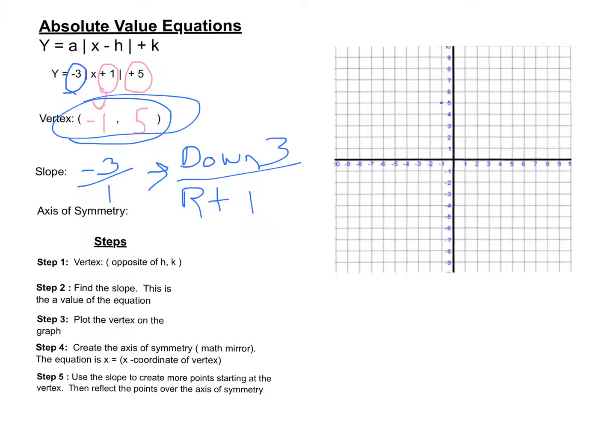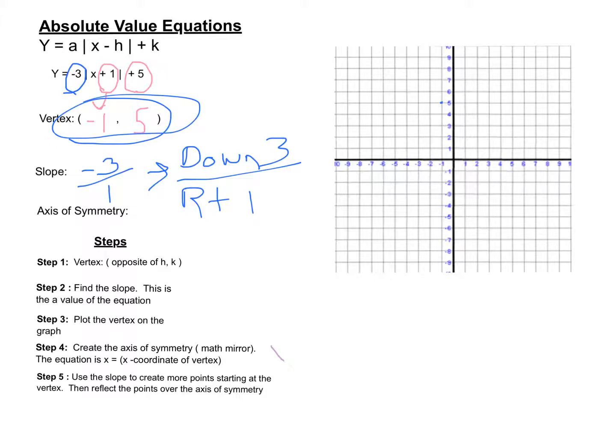And let me pick some different colors here. Let's do a little green, and let's throw a little purple in there. Why not? Okay. So now, we've plotted the vertex. Now we need to create the axis of symmetry.